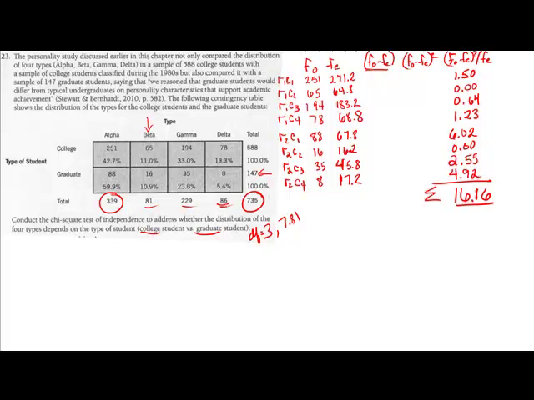Is 16.86 greater than 7.81? Yes. We can reject the null hypothesis. What does that functionally mean? Well, the distribution of the 4 lifestyle types differs depending upon whether you're a college student or a graduate student. So this analysis supports the hypothesis that the distribution is affected by college student type.